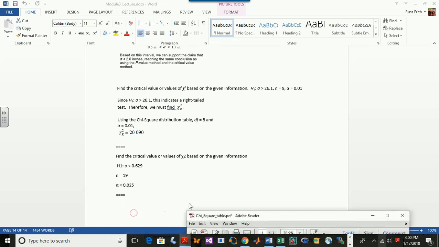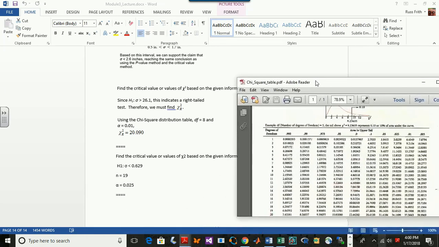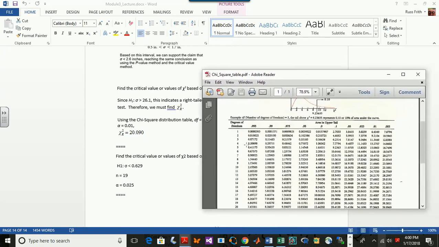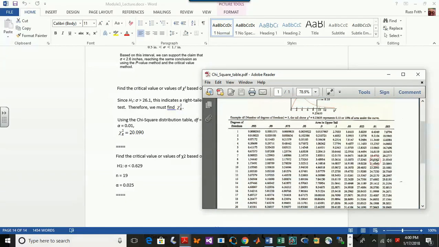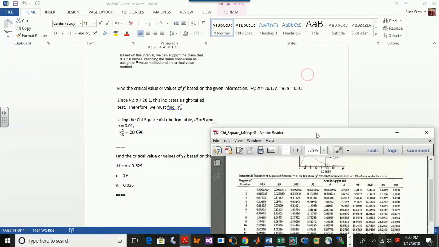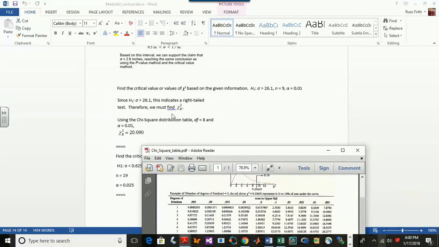So go to the chi-squared table, right-tailed test, degrees of freedom 8, alpha is 0.01, so 20.090. Do you see it? Right here. So there's your choice right there. Since it's a right-tailed test, you must find chi-squared R. What else about this? Is there anything else here?